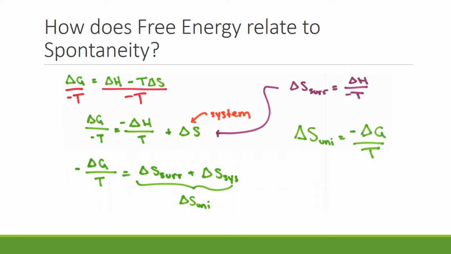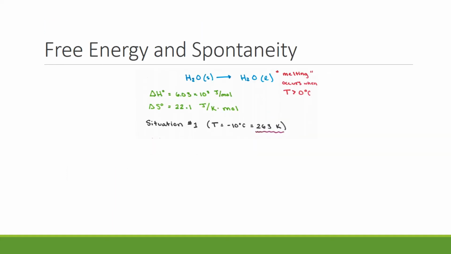So we can confidently say that the delta S of the universe is equal to negative delta G over T. Now if we remember, if the entropy change of the universe is positive, the reaction is said to be spontaneous. Since temperature is in Kelvin and always positive, that means that when delta G is negative, we will have a spontaneous process. Let's show the relationship between free energy and spontaneity. We just learned that if delta G is negative, we will have a spontaneous process. But how does that translate into calculating for an actual chemical change?